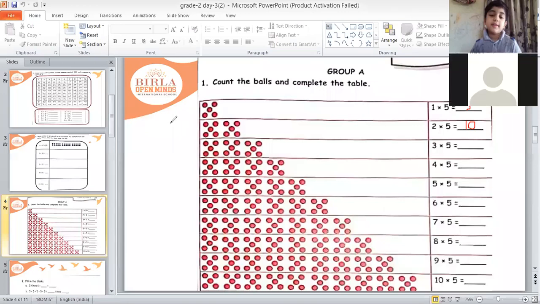Okay, ma'am. 1, 2, 3, 4, 5, 6, 7, 8, 9, 10, 11, 12, 13, 14, 15, ma'am. Very good. So in the third one, there are 15 balls. We'll write here 15. That's correct.